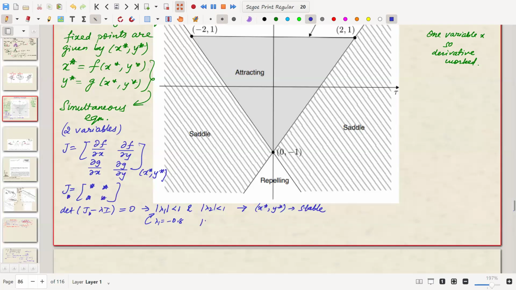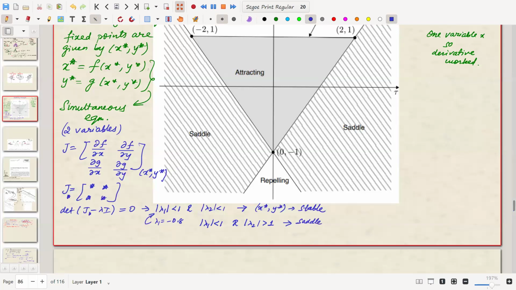Now, if one eigenvalue, lambda 1, is less than 1 and the other, lambda 2, is greater than 1, it has a mixed nature, right? One is less than 1, one is greater than 1. I told you, mixed nature means it is a saddle fixed point. Okay.